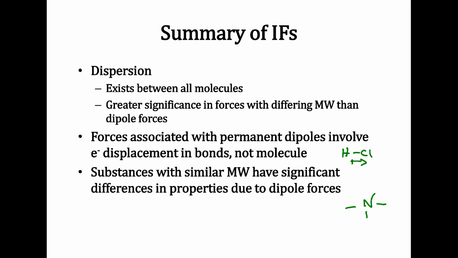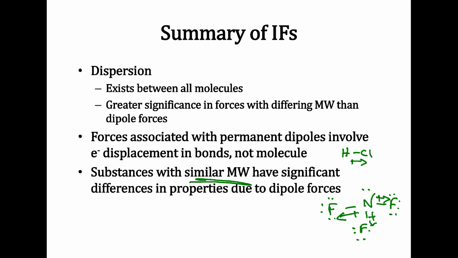We had NF3. Okay, so we have these electrons that are being distributed more towards the fluorines. But again, they're just being shifted within the bonds, not the entire molecule. So what we can say from here is if you have similar molecular weights or similar molar masses, if you have a dipole force, that's going to be stronger than dispersion. Okay, so dispersion will be classified as the weakest of the intermolecular forces here.